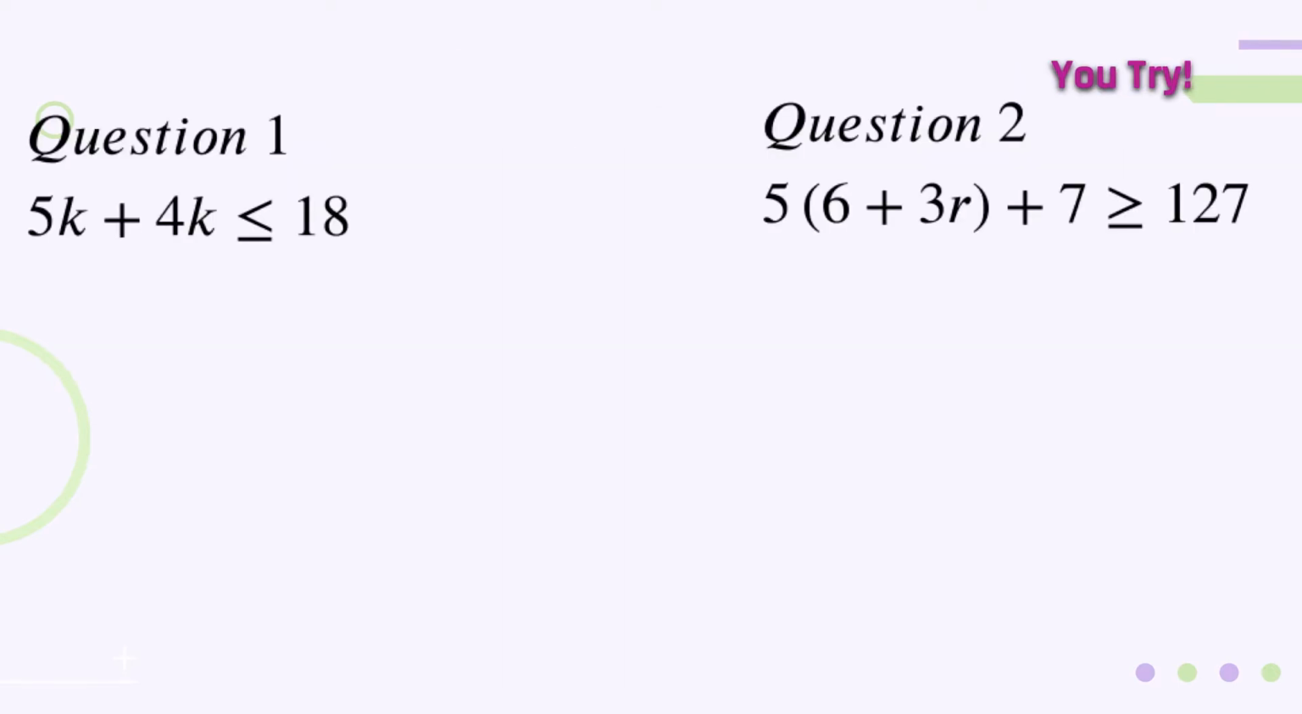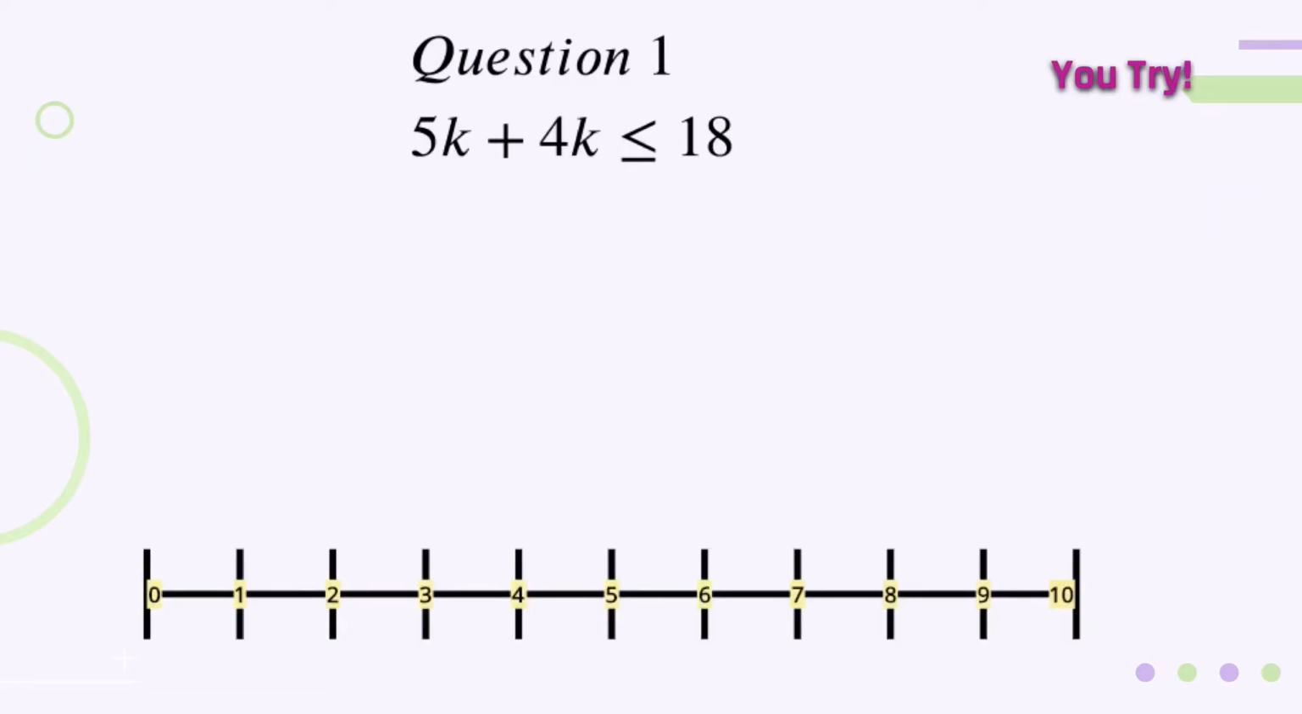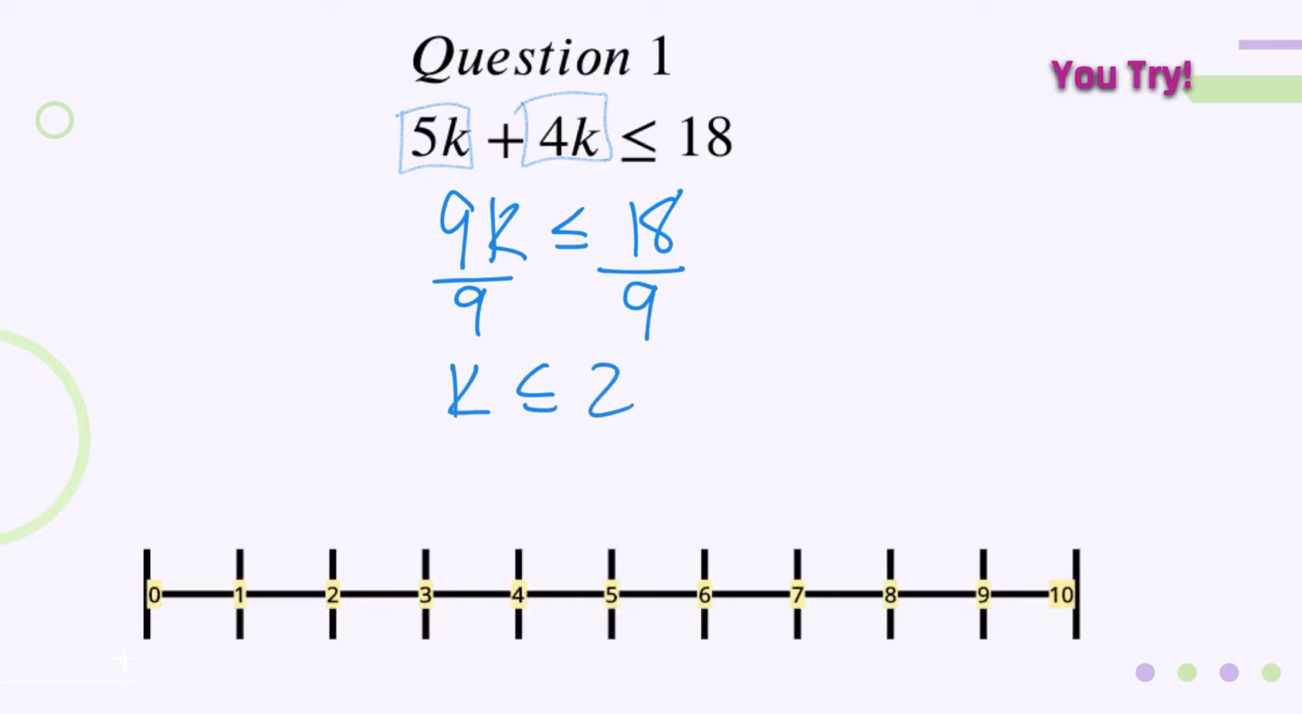So here's some examples that I'd like you to work and try on your own. So question 1, I'm going to combine my like terms. I'm left with 9k is less than or equal to 18. Divide each side by 9. I'm left with k is less than or equal to 2. So by graphing that, I'm going to find 2, less than or equal to, and shade in my number line all the way to the end.